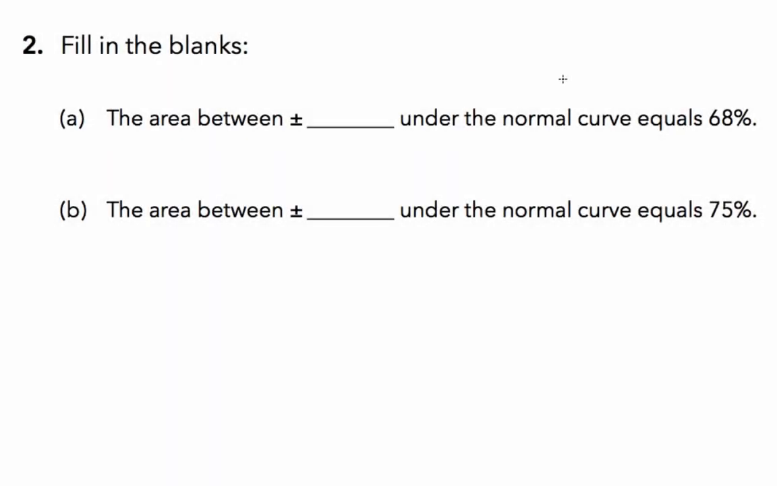Finally, we'll address question 2 in exercise B. We can look these answers up on page A104. These answers, 1 for part A and 1.15 for part B, are identified by finding the area values in the table that correspond most closely to the given percentages.